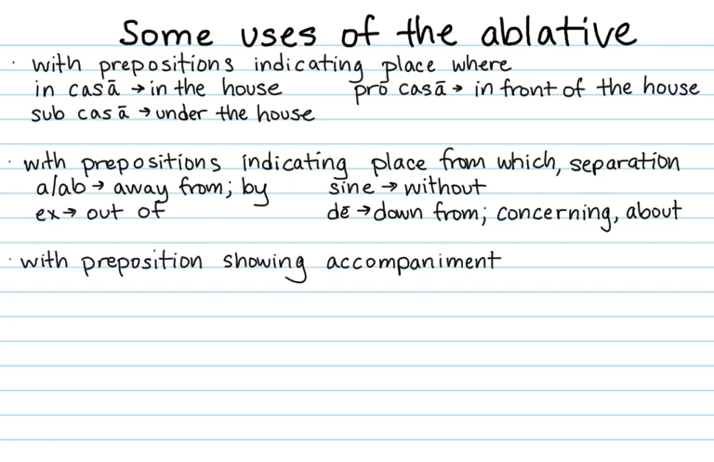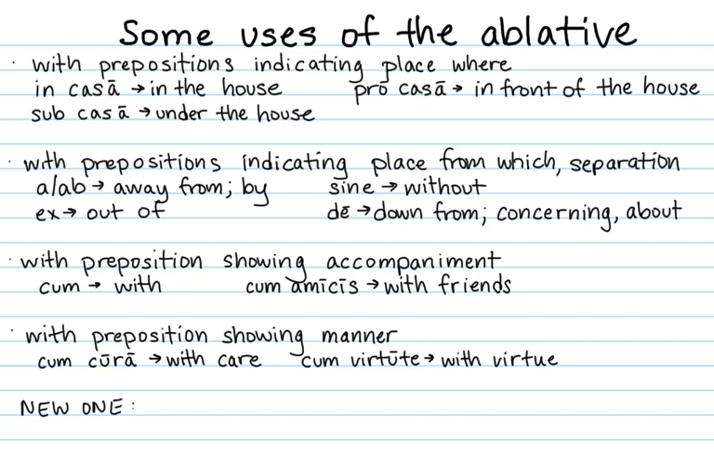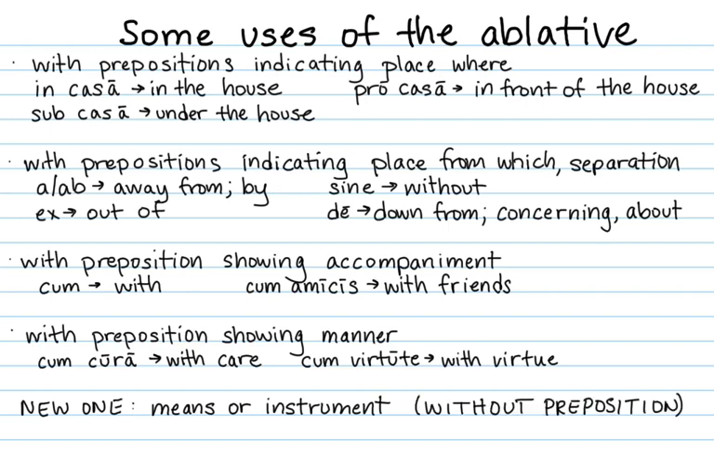We've also seen the ablative with prepositions showing accompaniment. So we've seen cum, meaning with, as in cum amicis, with friends. And we've seen the ablative with a preposition showing manner, like cum cura, with care, or cum virtute, with virtue. Our last new meaning is means or instrument, and it does not take a preposition. Let's look at this one on the next slide.